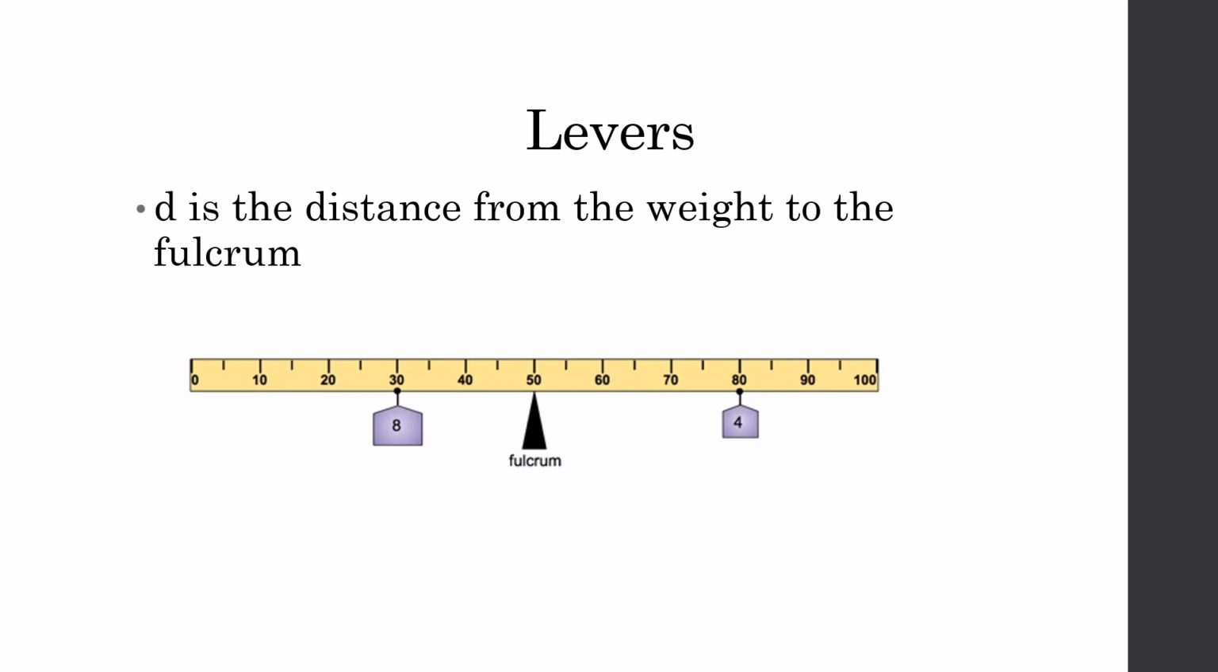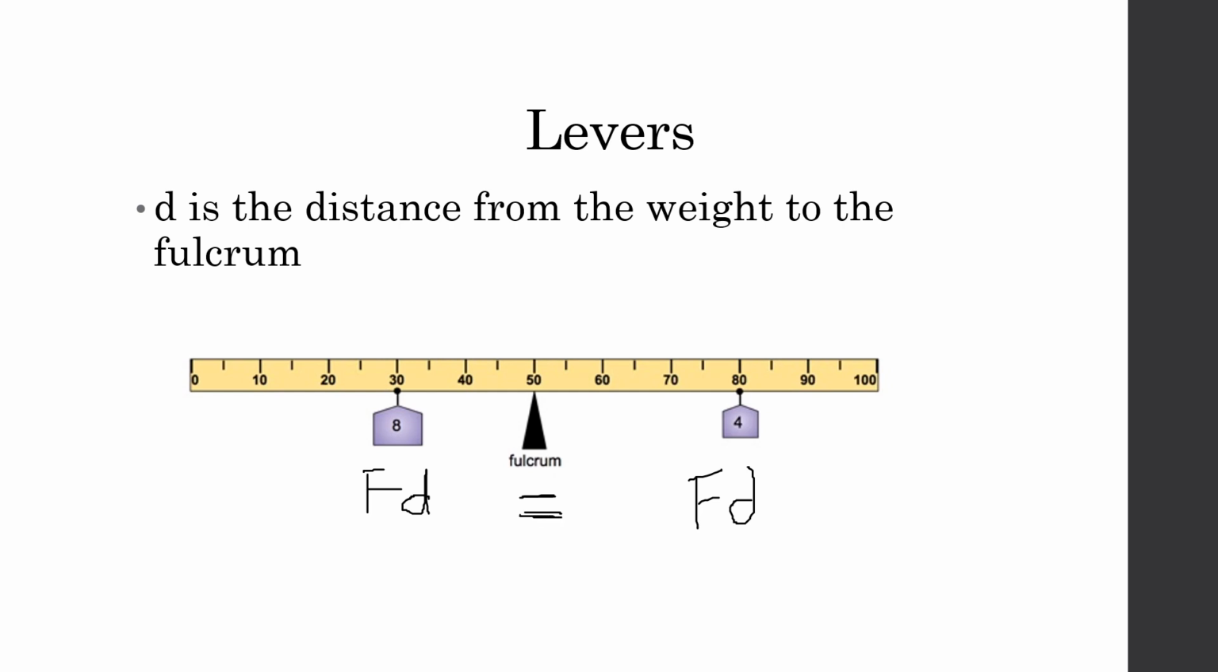Now, this is a more practical, real-world explanation. In those sample problems that we were doing, it was really simple. But I want to stress to you that d is the distance from the weight to the fulcrum. So we have a fulcrum. It's right here, the pivot point. So we have F, D, F, D. If it balances, they will equal.